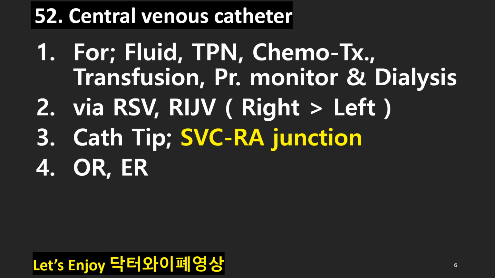Central venous catheters are used for fluid, TPN, chemotherapy, transfusion, pressure monitoring, and dialysis. The catheters are introduced by a right subclavian vein or right internal jugular vein. Right side is more preferable, but left side is also okay. Catheter tip location is between SVC and RA, the junction. It is usually done in the operation room or emergency room.